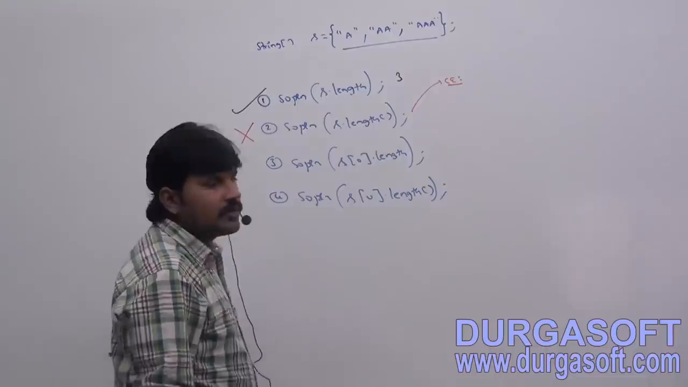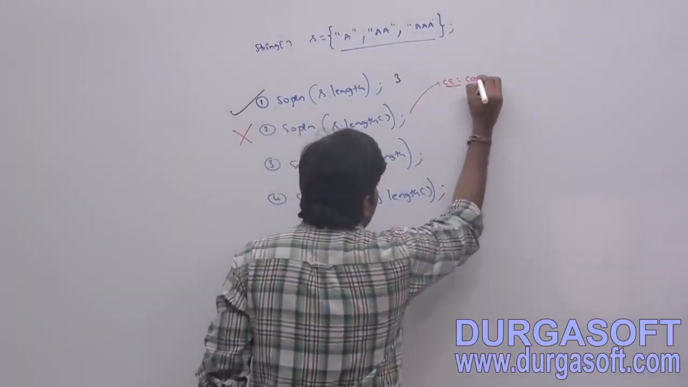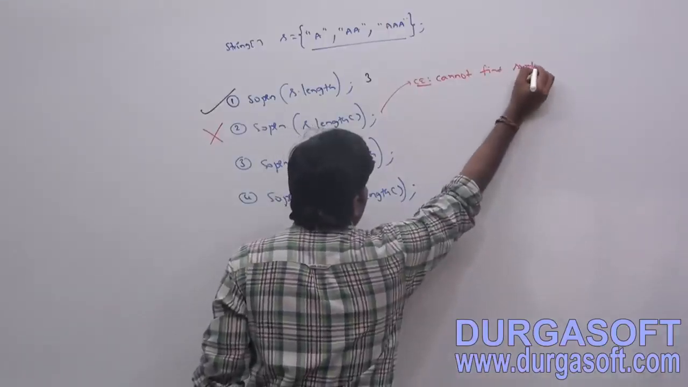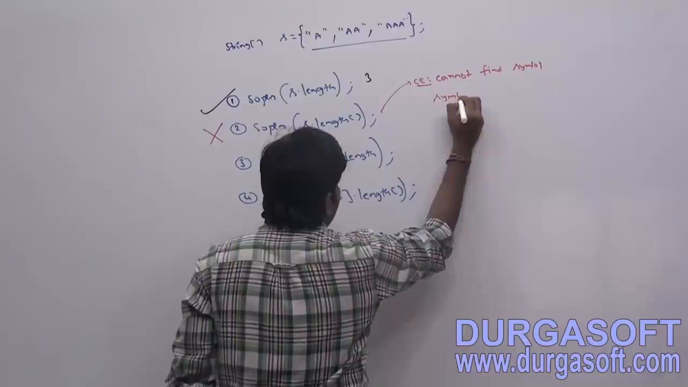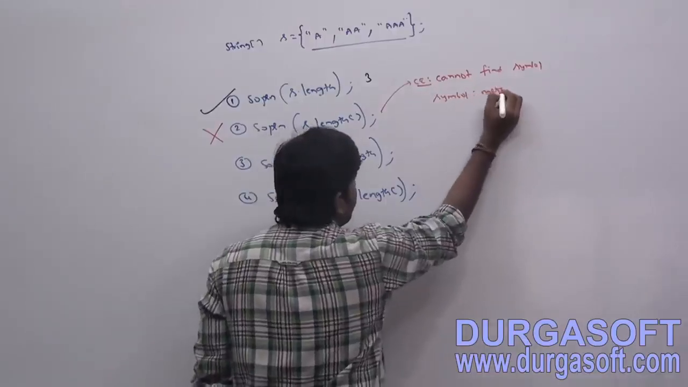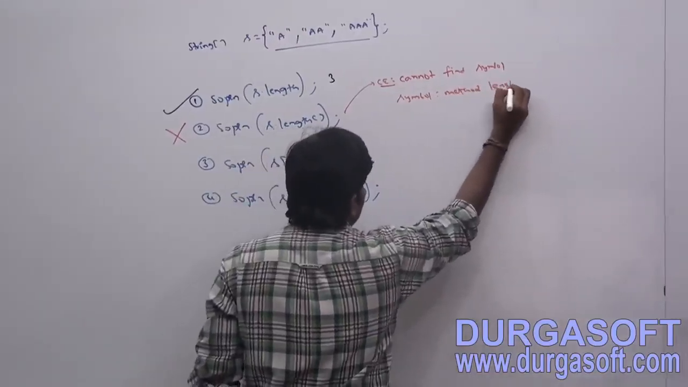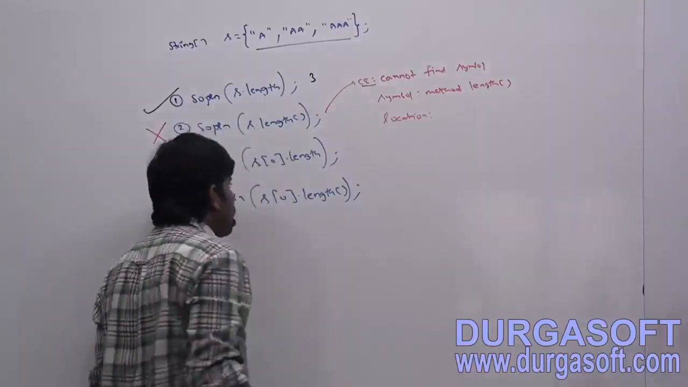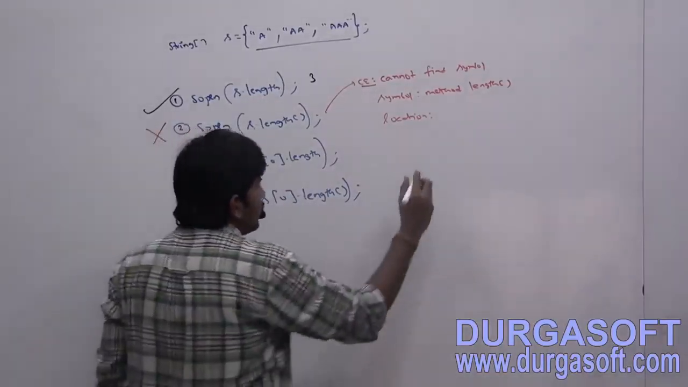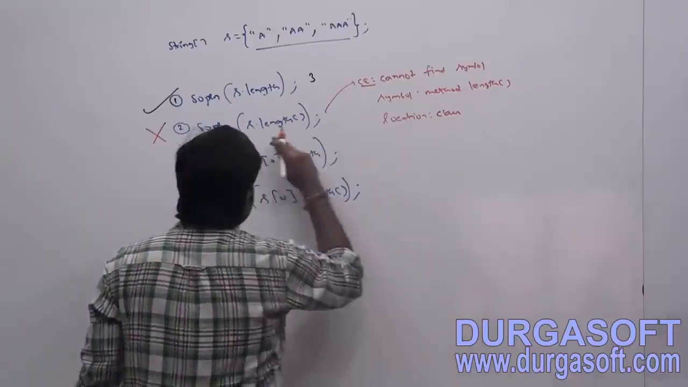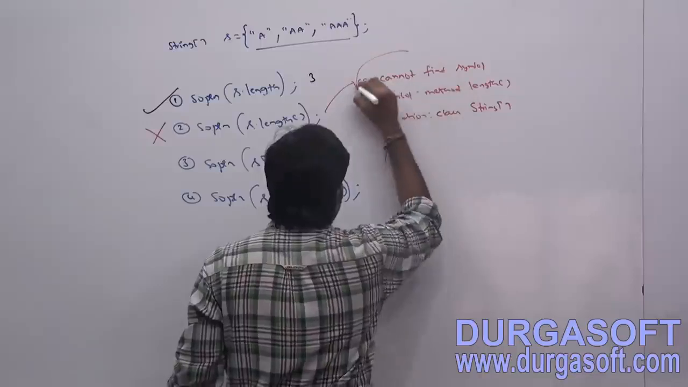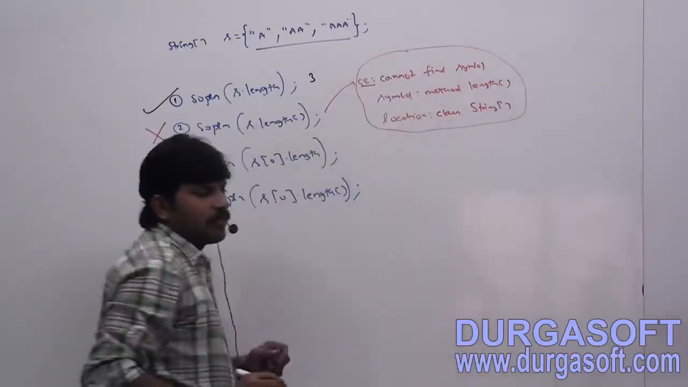We will get a compile-time error. What is that error? Cannot find symbol. Which symbol? Method length. In which location? Class string array. s is what type? String array. For a string array, the length method is not applicable, right?